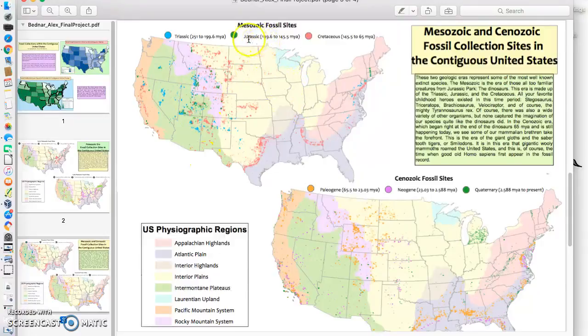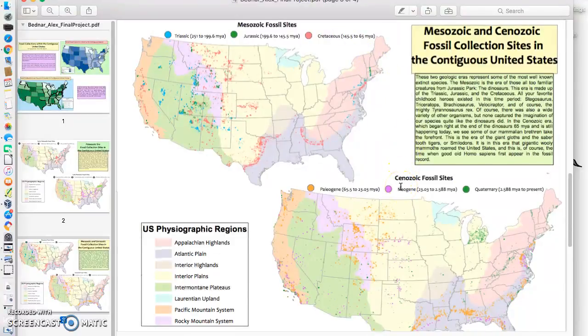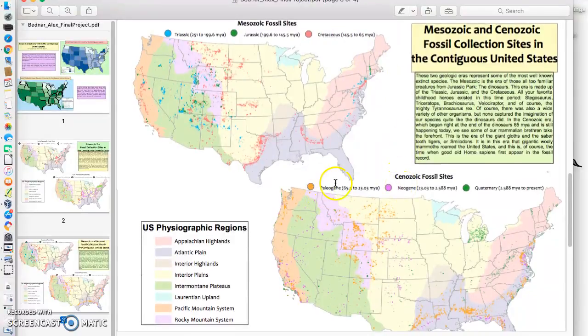The Mesozoic is the era of the dinosaurs, and it begins with the first dinosaurs in the Triassic period and ends with the dinosaurs' extinction 65 million years ago in the Cretaceous age. The Cenozoic era is essentially the extinction of the dinosaurs to our present time period. So this was the core of my project here.